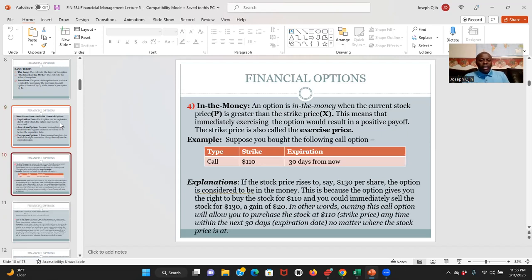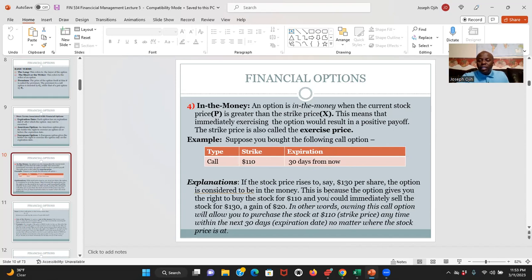Then, another thing is in the money. An option is said to be in the money when the current stock price is greater than the strike price. We mean that if you exercise that option, you will make a profit. So now let's look at this example here. It says, suppose you bought this call option. The strike price is $110 and it expires 30 days from today. Now, if this stock rises to $130 per share, then you can say that the option is in the money.